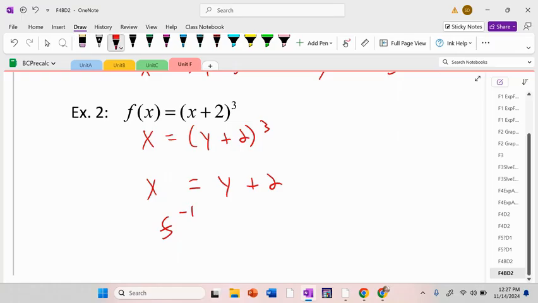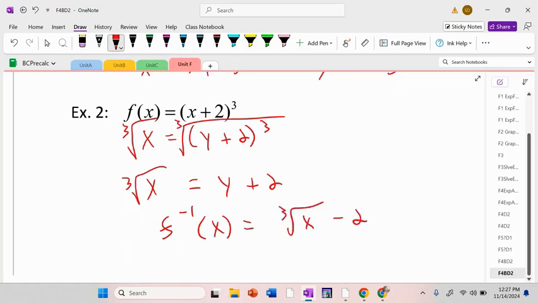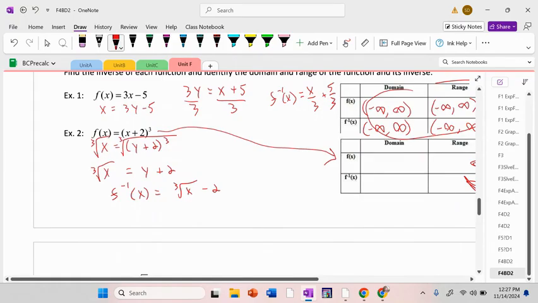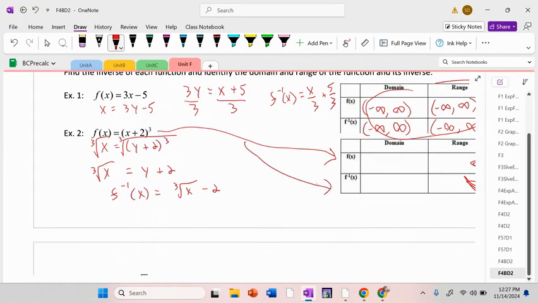Sorry, my bad. That's what I get for not saying whatever I do to one side. I didn't write that, so I was writing cube instead of cube root. So embarrassing. And then I have to subtract 2. So it's the cube root of x minus 2. There are no issues: if the domain and range of the original is all real numbers, that would be the same for the inverse. Nothing special going on. Everyone all right so far?